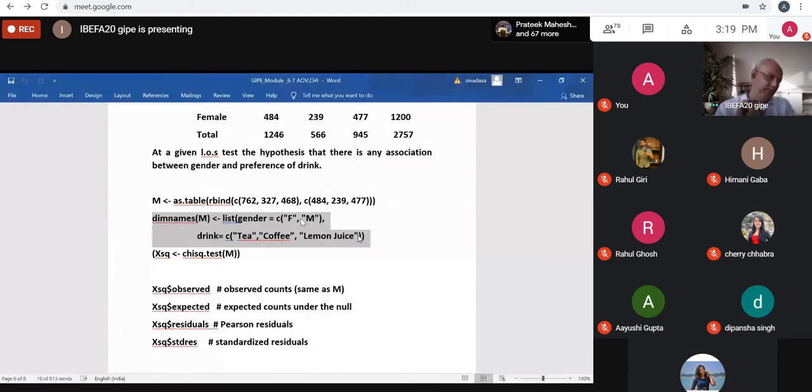Very good. Okay. So this is the algorithm, and finally XSQ. I have used the chi-square symbol XSQ, and the function is CHISQ.test. That is on M. Finished.